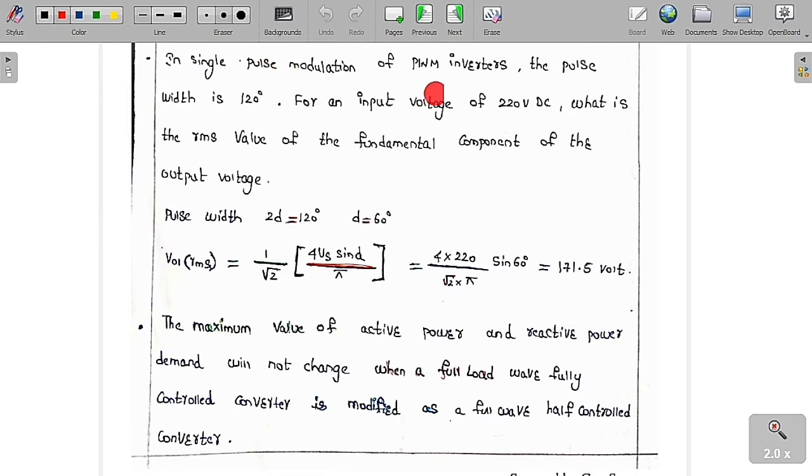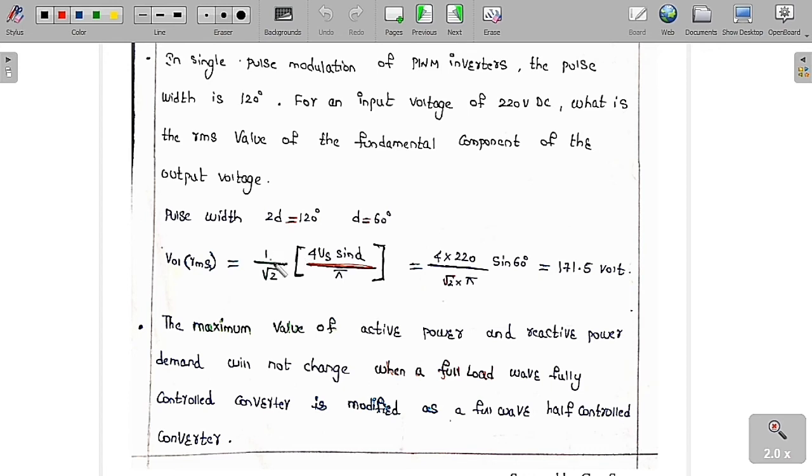In a single pulse modulation of PWM inverters, the pulse width is 120 degree. For an input voltage of 220 volts DC, what is the RMS value of the fundamental component of the output voltage? They have given a pulse width, so 2D is equal to 120, so D is equal to 60 degree. So we have to find the RMS value of the fundamental component of the output voltage.